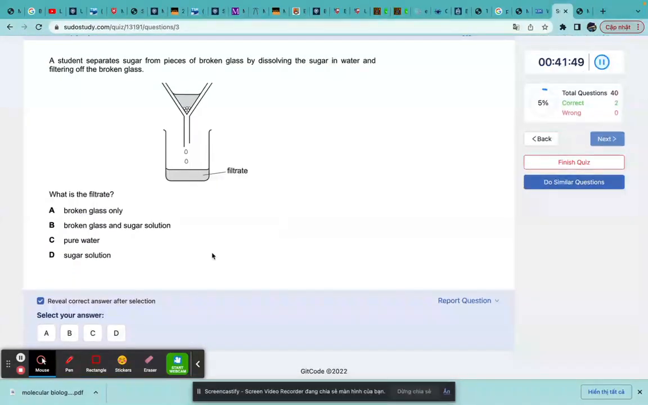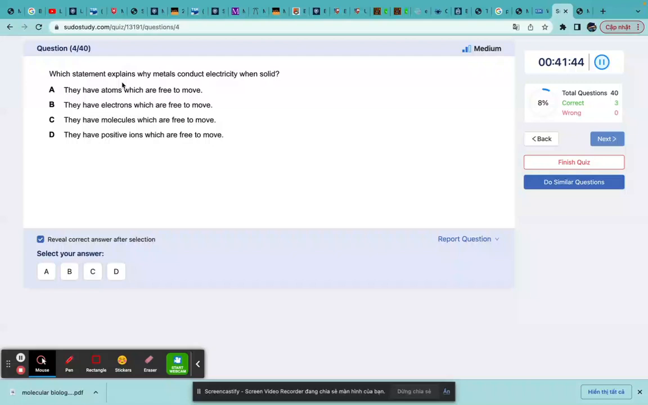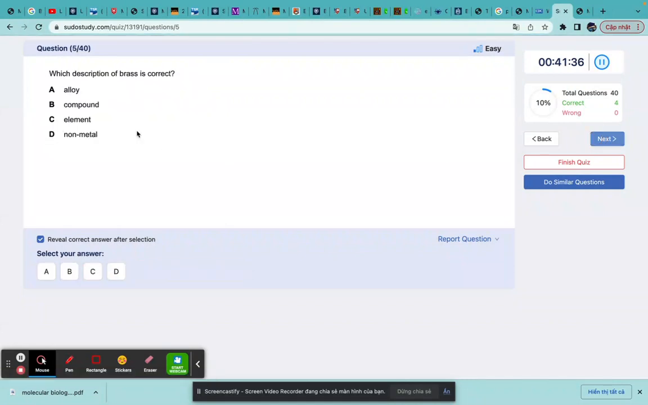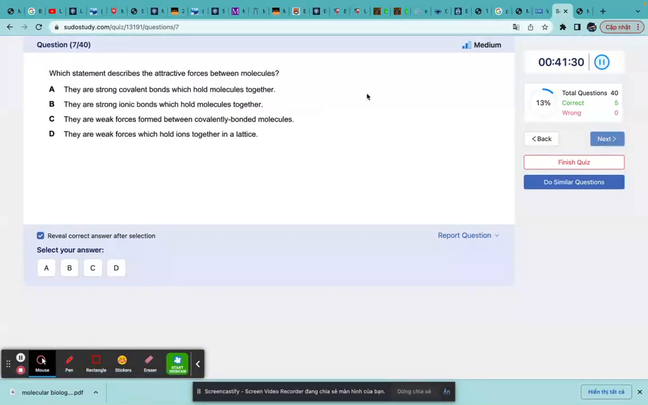Here we would have a sugar solution. Here we would have a metal, which conducts electricity, meaning solid. They have electrons that are free to move. Brass is an alloy. Let's do the calculation questions later.